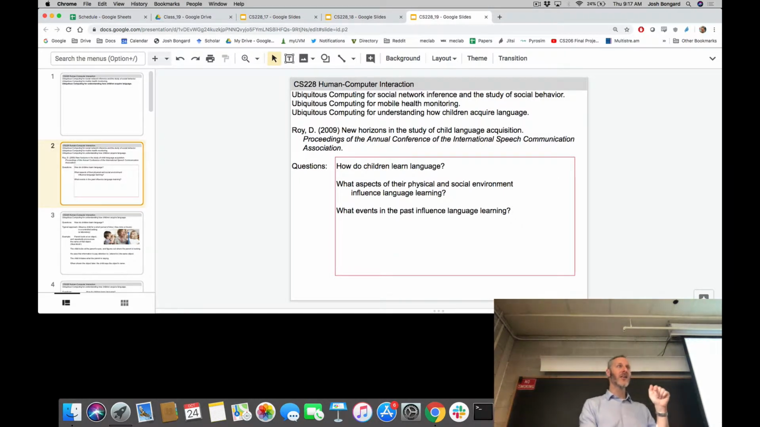And now drilling down into that, what aspects of their physical and social environment trigger language acquisition? A young child may emit a particular word for the first time, but they may have heard that word 2 days earlier. How do we know that they heard that word, and how do we know that hearing that word influenced them emitting it on that particular day? What events in the past influence the learning and utterance of new words?